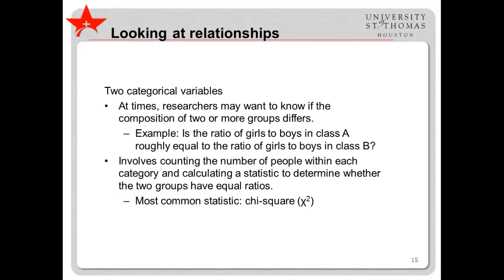The final type of non-experimental study we'll discuss involves looking at two categorical variables. At times, researchers may want to know if the composition of two or more groups differs. For example, is the ratio of girls to boys in Class A roughly equal to the ratio of girls to boys in Class B? This involves counting the number of people within each category and calculating a statistic to determine whether the two groups have equal ratios. The most common statistic for this type of research is the chi-square.